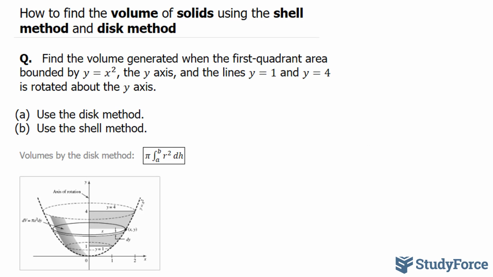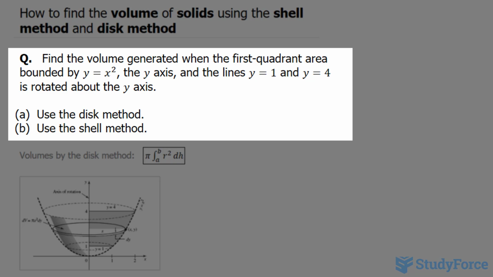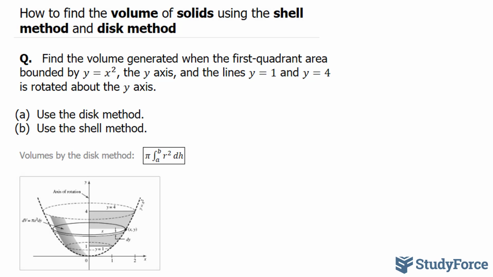In this lesson, I'll show you how to find the volume of solids using the shell method and disk method. The question reads, find the volume generated when the first quadrant area, bounded by y is equal to x squared, the y-axis and the lines y is equal to 1 and y is equal to 4, is rotated about the y-axis. We are expected to find the volume using the disk method and using the shell method.